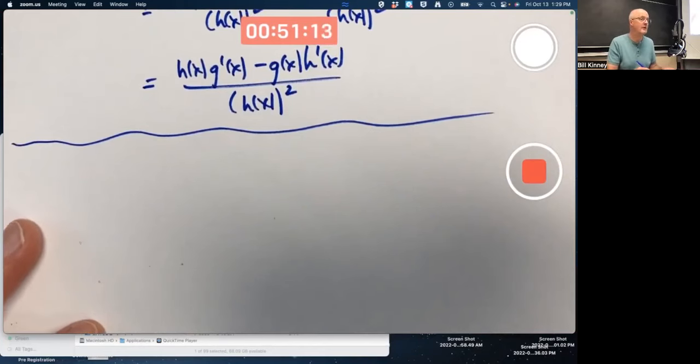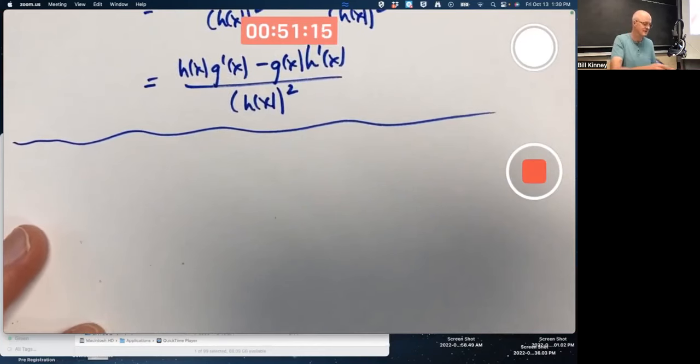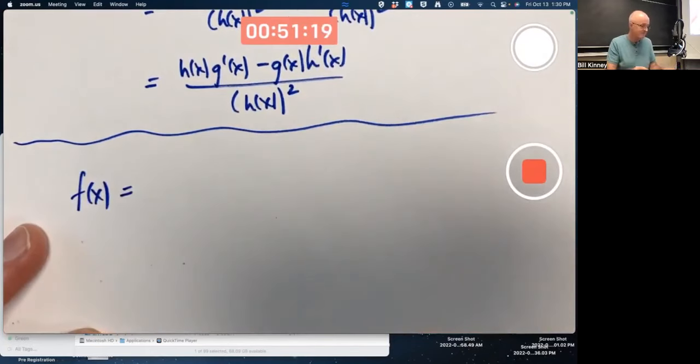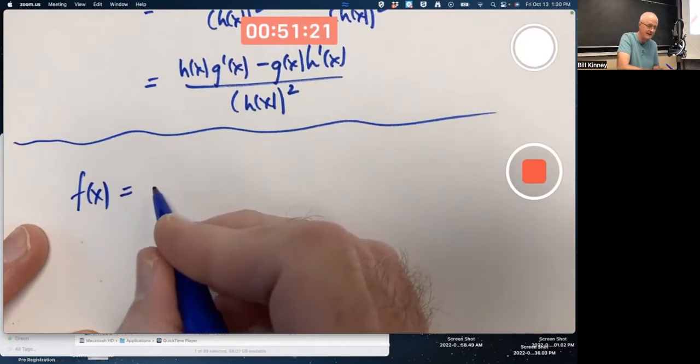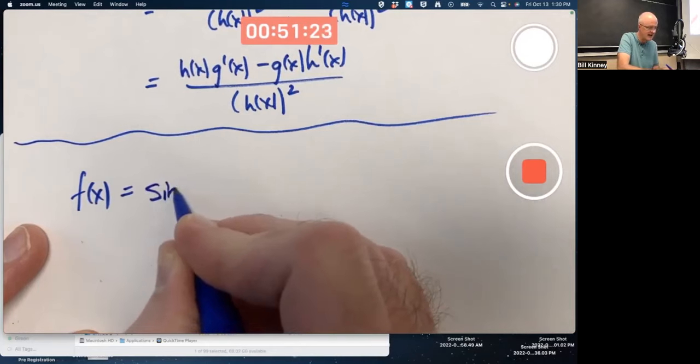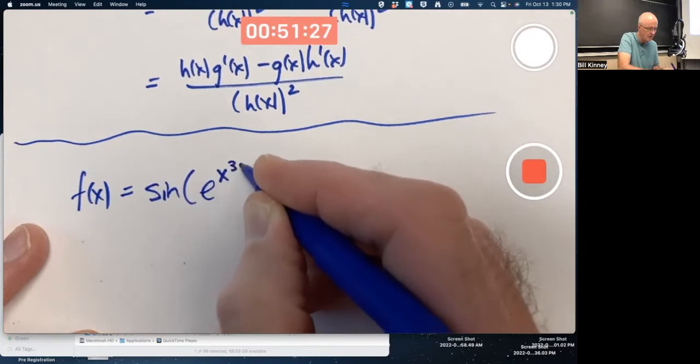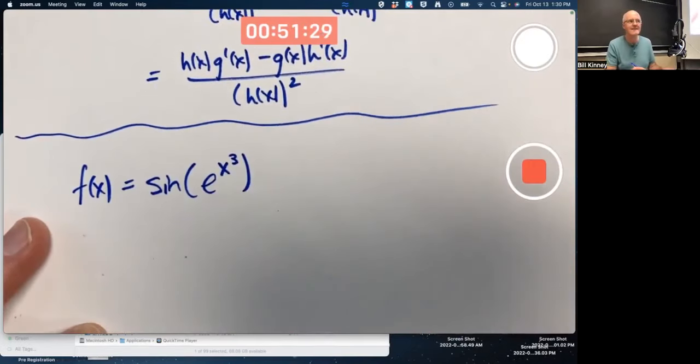Sometimes you're composing more than two functions. Oh, let's try three functions. How about taking the derivative of sine of e to the x cubed power? That's really the composition of three functions.